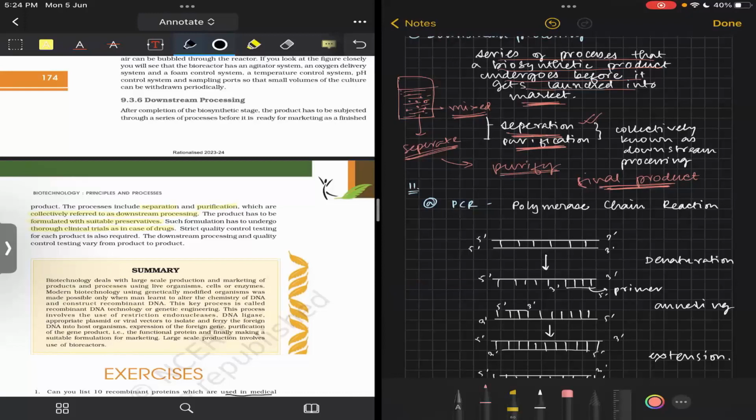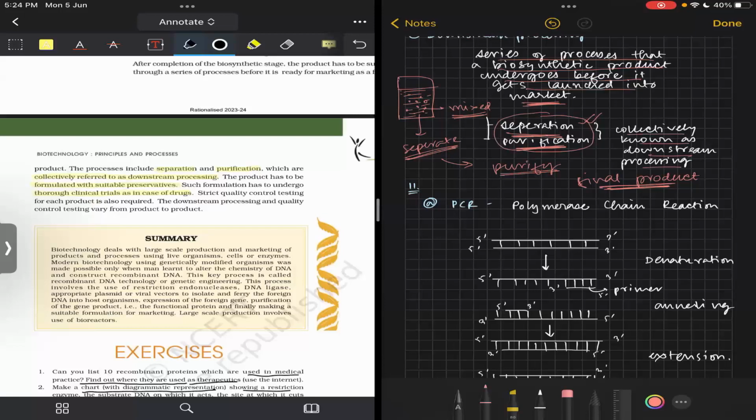So these two processes are collectively known as downstream processing. You can also read here. The processes include separation and purification, which are collectively referred to as downstream processing. And the product has to be formulated with suitable preservatives. Such formulations have to undergo thorough clinical trials in case of drugs.